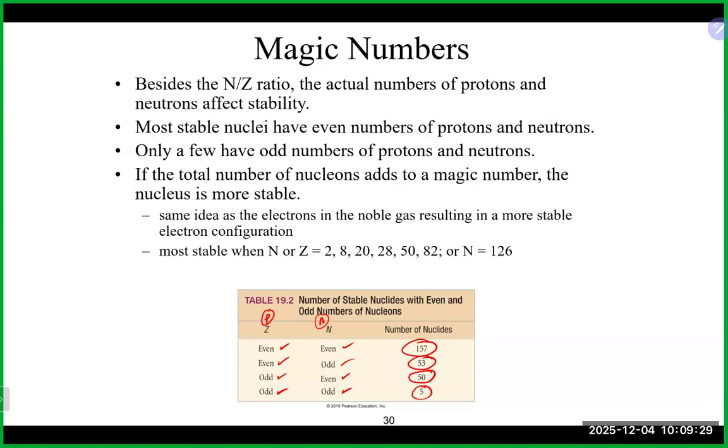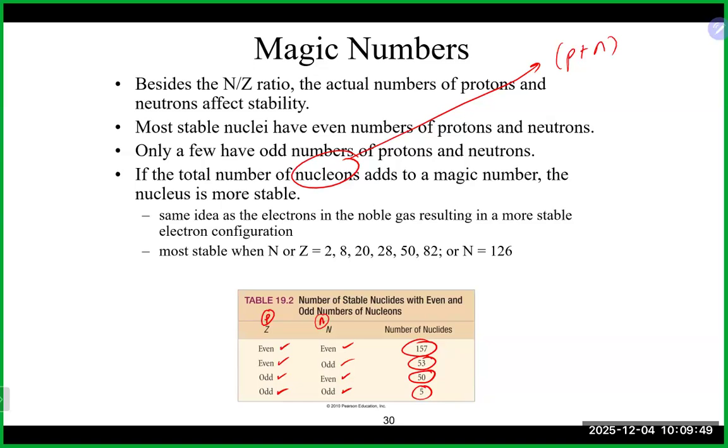In addition, the total number of nucleons, and nucleons is something that is mentioned a lot in nuclear chemistry. Nucleons is a fancy way of saying basically your mass number is what's inside the nucleus. So that's your protons and your neutrons, is basically what a nucleon is. If they add up to magic numbers, then it's stable.